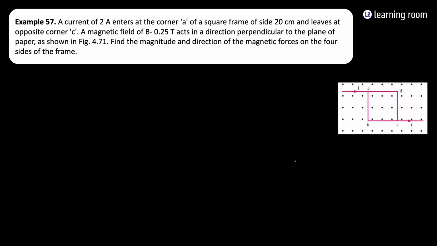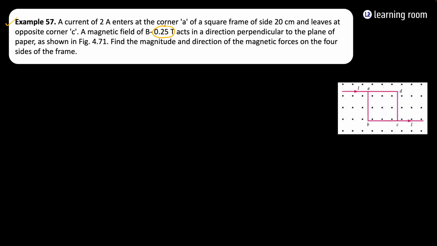So let's try to understand this question. There is a current of 2 ampere that enters at the corner A of a square frame of side 20 centimeter and leaves at the opposite corner C. A magnetic field B of 0.25 Tesla acts in direction perpendicular to the plane of the paper as shown in figure. Find the magnitude and direction of the magnetic forces on the 4 sides of the frame.